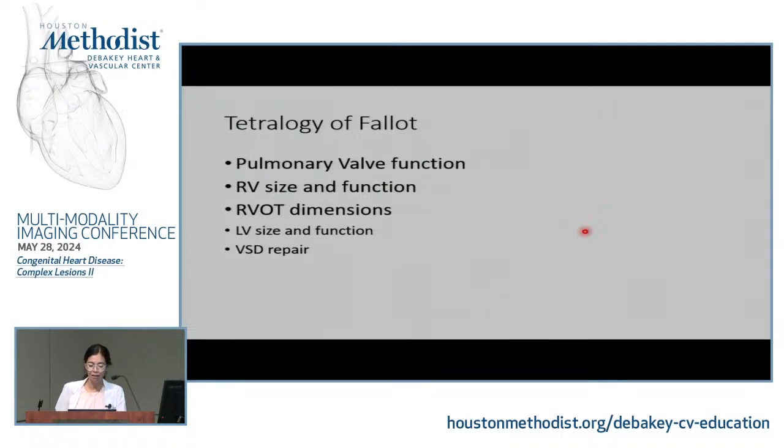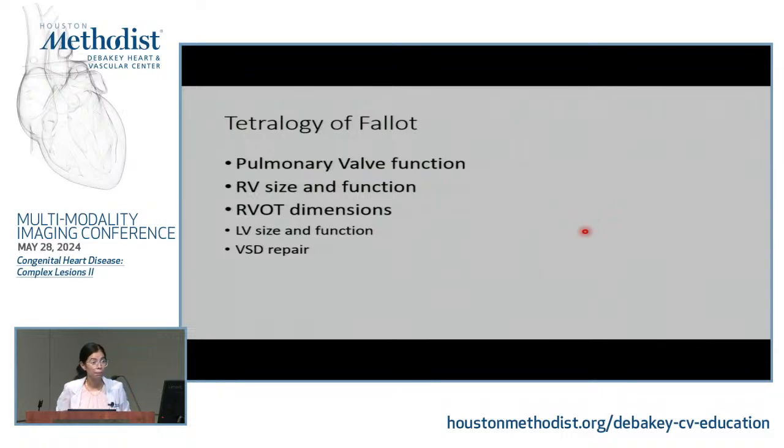We wait until the RV dimensions are severely dilated. The cutoff for the guidelines is 160 milliliters per meter square. So we index. This is very important for the boards, because we index the RV end diastolic volume to body surface area. And our cutoff is 160 because that was what the studies showed, that there was still potential for recovery.